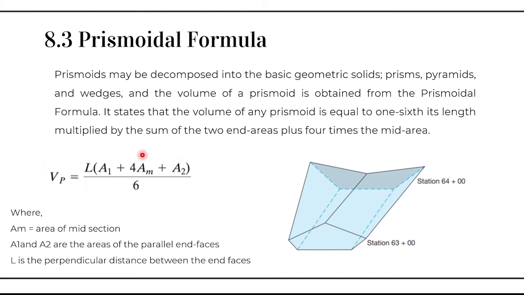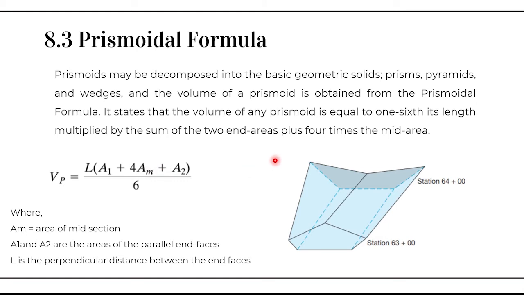So as illustrated here in the formula, it states that the volume of any prismoid is equal to 1/6 of its length, multiplied by the sum of the two end areas plus 4 times the mid area. So the two end areas, A1 and A2, plus 4 times the area of the midsection.